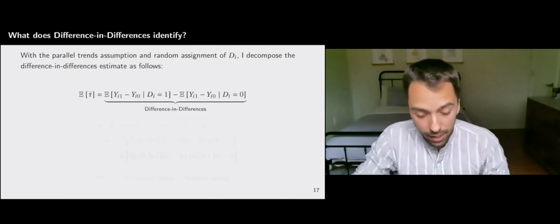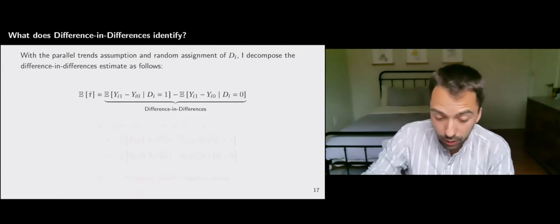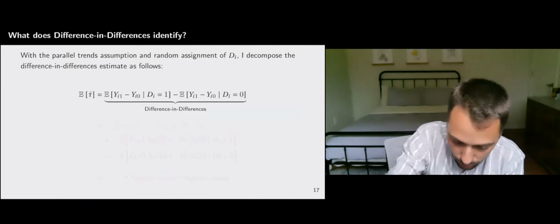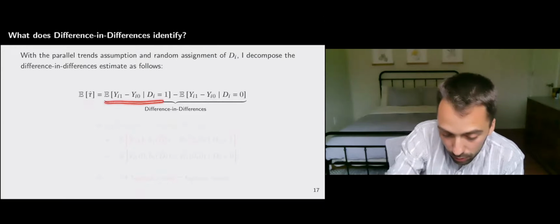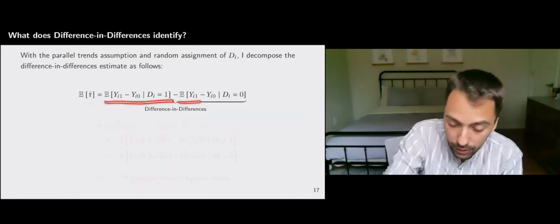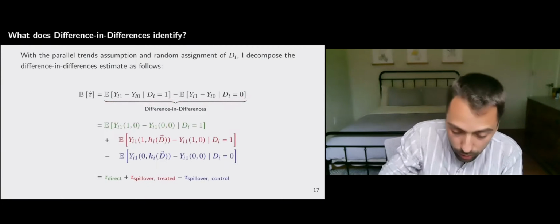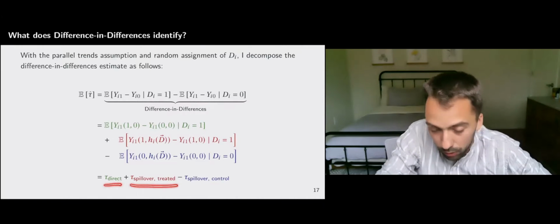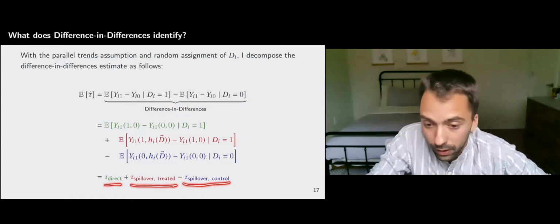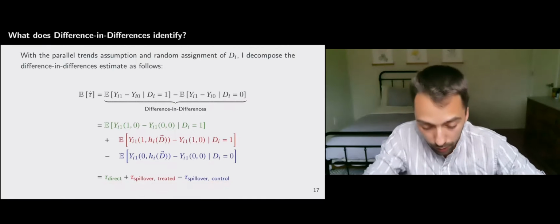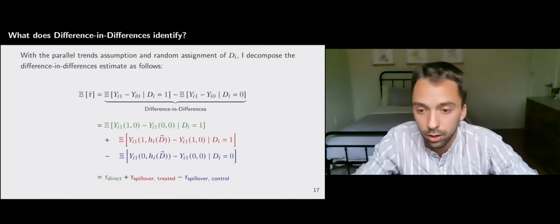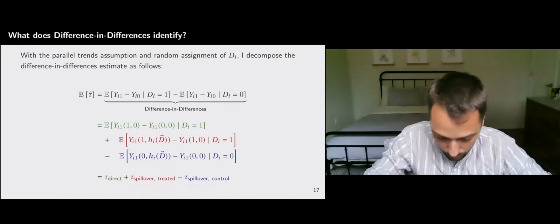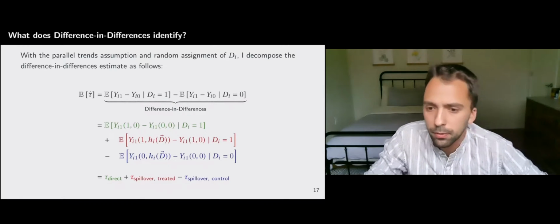And so with that parallel counterfactual trend assumption, I'm going to decompose the difference-in-differences estimate as follows. So this is the standard expectation: the average change in outcomes among the treated units minus the average change in outcomes among the untreated units. And then I can decompose that, just by adding and subtracting terms, into the direct effect plus the average spillover effect onto treated units minus the average spillover effect onto control units. That just comes from adding and subtracting a bunch of terms, like the standard proof that difference-in-differences is unbiased. And so then I derive this. Any questions on that before I continue?